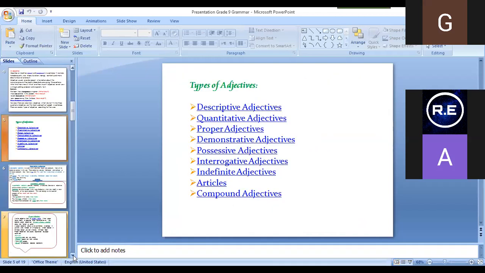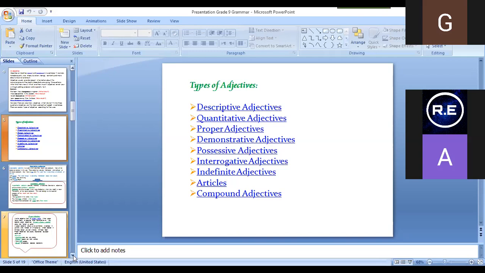Now, they have broken down the types of adjectives for us into major categories, which are descriptive or quantitative, proper, demonstrative, possessive, interrogative, indefinite, articles, and compound adjectives. Compound adjectives are otherwise known as the adjective phrase.